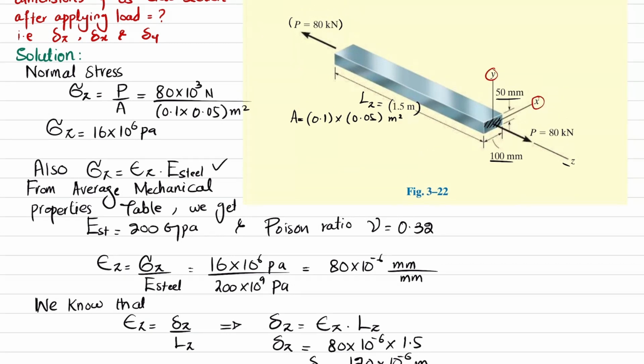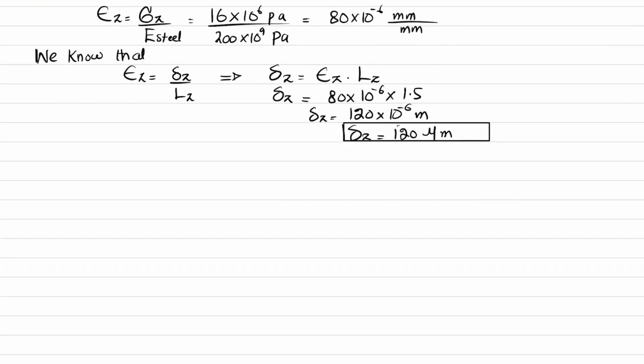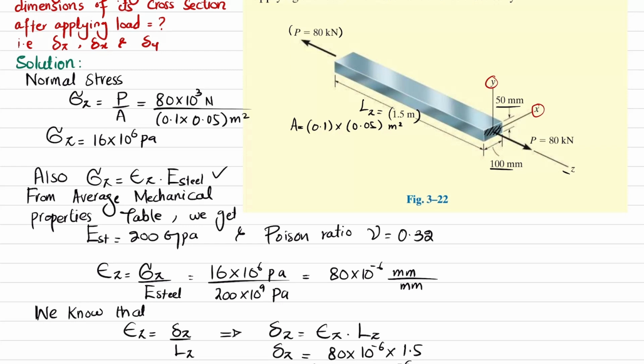As I have told you that due to this load P, there will be increase in length in Z direction, but this will cause decrease in this thickness and decrease in this width. So that can be obtained by using another formula, and we know that this Poisson ratio is equal to minus strain in lateral direction divided by strain in longitudinal direction. So again, I will show you that the strain in Z direction is longitudinal strain, and strain in the lateral, that is perpendicular to this longitudinal, either in Y direction or in X direction, will be the lateral strain.